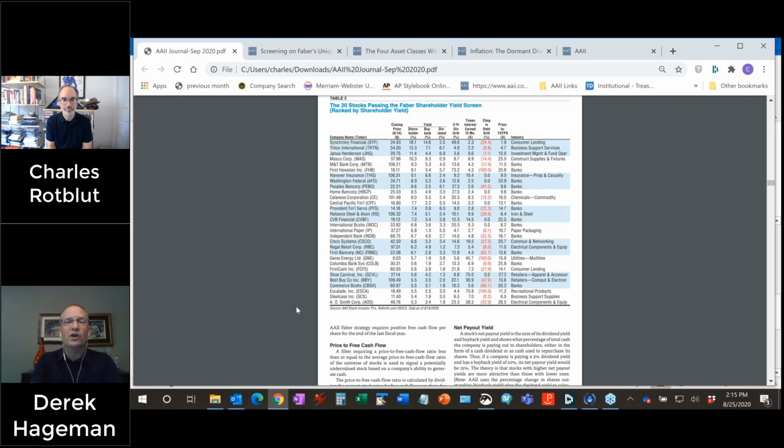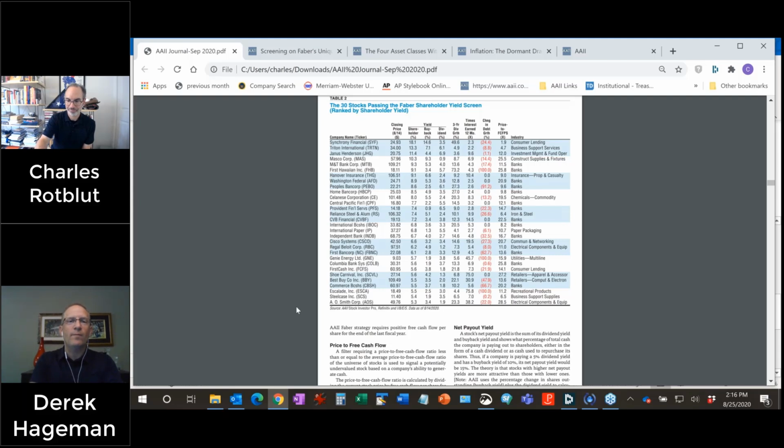We also have the 3-year dividend growth rate. We have the times interest earned over the last 12 months. And then we also look at the change in debt growth. One of our valuation metrics was price to free cash flow per share. And you can see all those metrics for the 30 stocks passing the Faber screen.